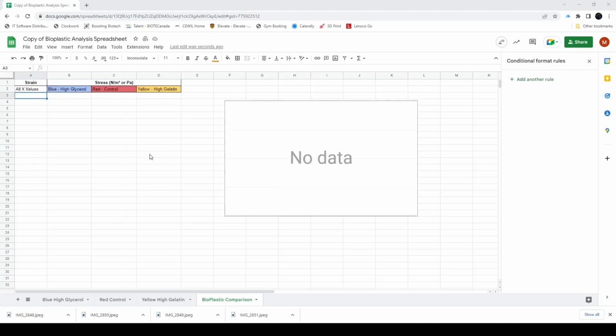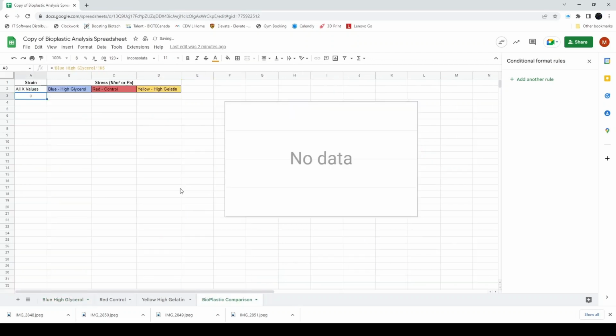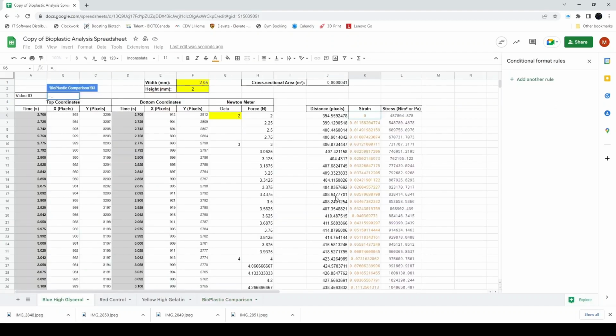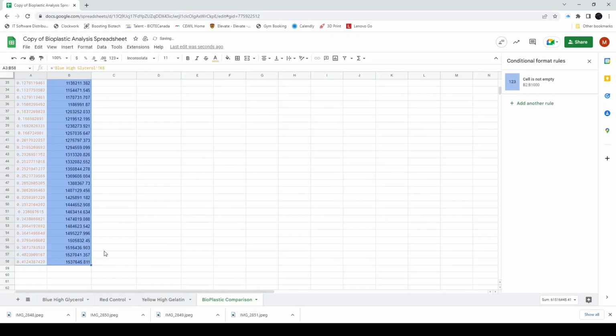So let's start off with the blue plastic since it's the first one here. What we're going to do is copy paste the stress strain values here, and then this is going to let us graph all of them onto this one plot. So to start off, let's do equals sign, and then let's go to the blue plastic tab and click on the strain, press enter, and then do the same thing for the stress of the blue plastic. So equals and then stress. And now that we have these two, we just drag down until we don't have any more values left.